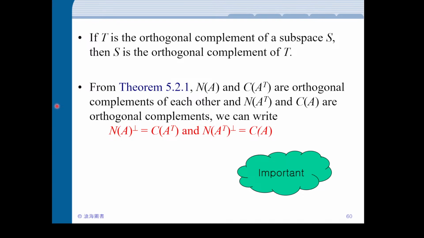Okay, and now we see the orthogonal complement is a symmetric relation. So if T is the orthogonal complement of S, then S is the orthogonal complement of T. And back to our fundamental theorem, we have that the complement of the null space is now the row space, and the complement of the null space of A transpose is the column space, etc.